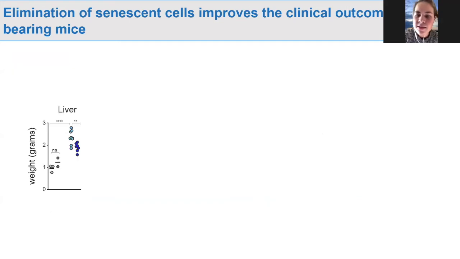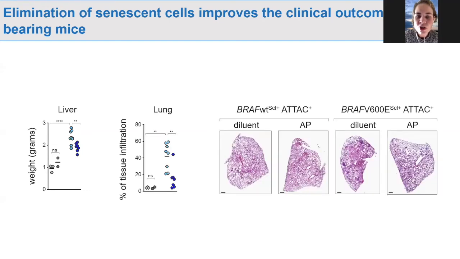And moreover, when we deleted the senescent cells through the administration of the drug, we observed an improvement of the outcome of the mice. So indeed, we observed a reduction of the organomegaly, a reduction of the tissue infiltration, and a reduction of CD207 positive cells.